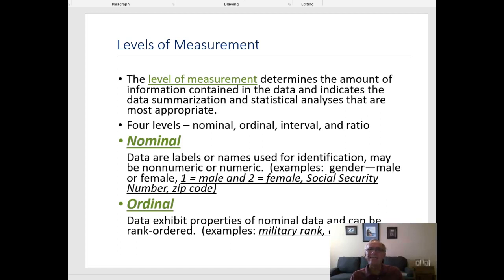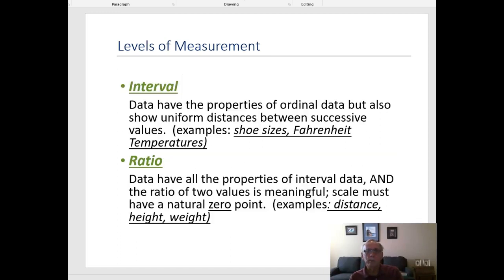We're going to talk about levels of measurement. Nominal. Nominal means it's a means of identification. Can be numeric, can be non-numeric. Example would be gender, male 1, female 2, social security number, zip code. Ordinal: military rank, standing. We're going to talk about interval: shoe sizes, Fahrenheit temperatures, Celsius temperatures. Ratios we're going to talk about.